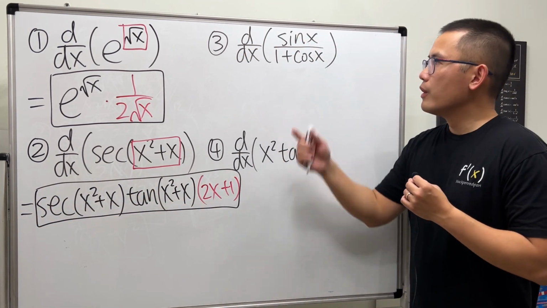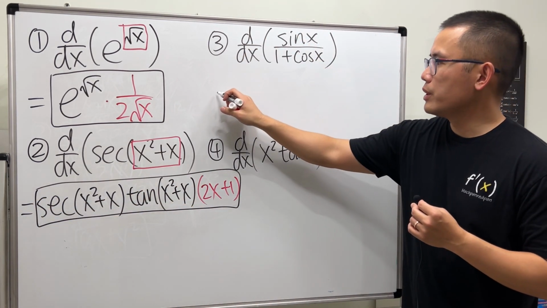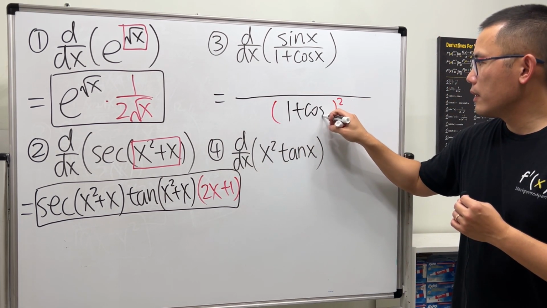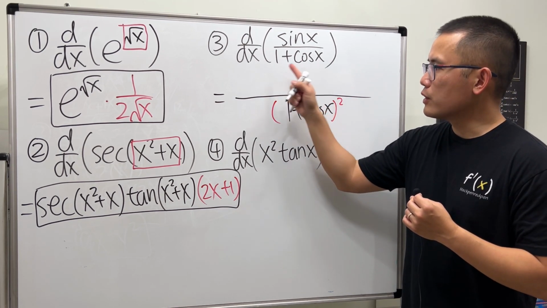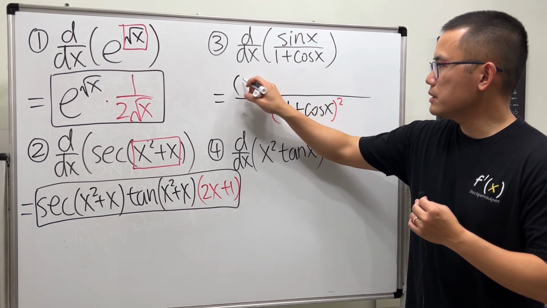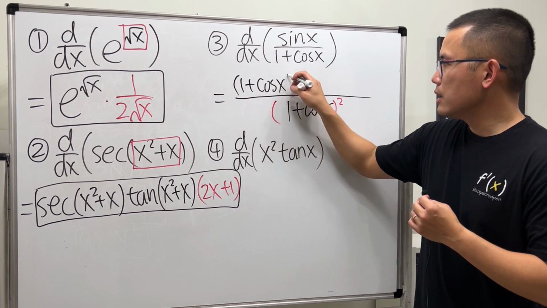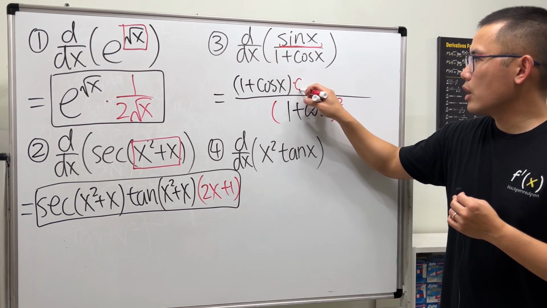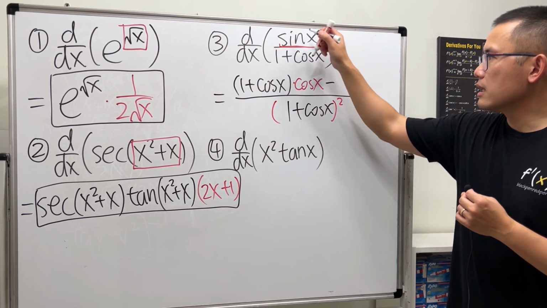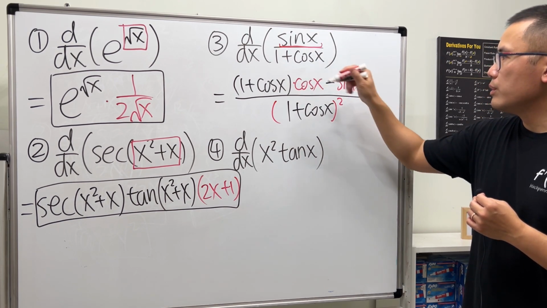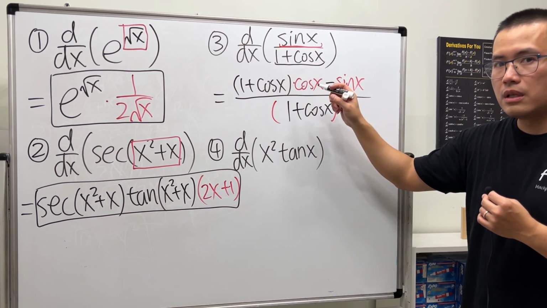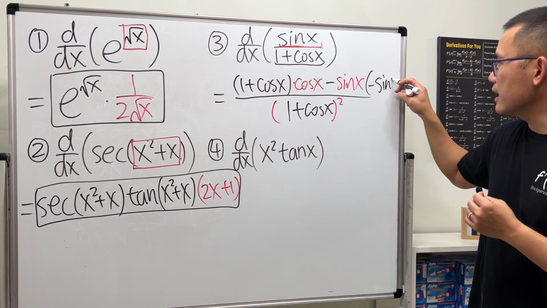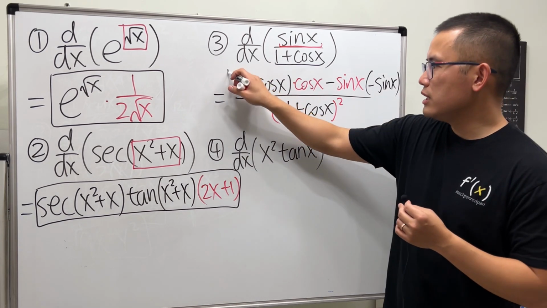Now, for number 3, we have a quotient. So here we go. I'm going to square the denominator right away before I forget. And then we will put the bottom function to the top, parentheses, for these two terms, 1 plus cosine x. And we multiply by the derivative of the top function. Derivative of sine is cosine. And then we minus the top function, which is sine. And then we multiply by the derivative of the bottom function. Derivative of 1 is 0. Derivative of cosine x is negative sine x. And again, I'm just going to leave it like this.